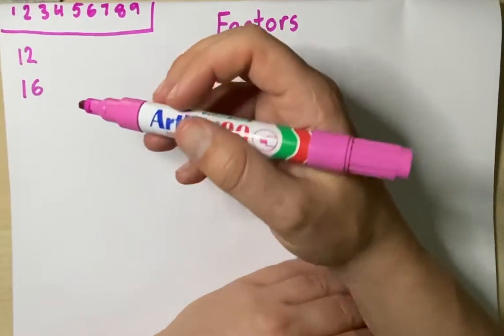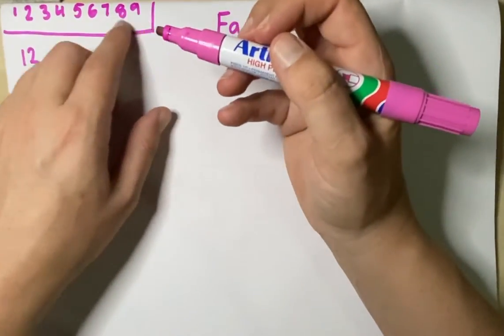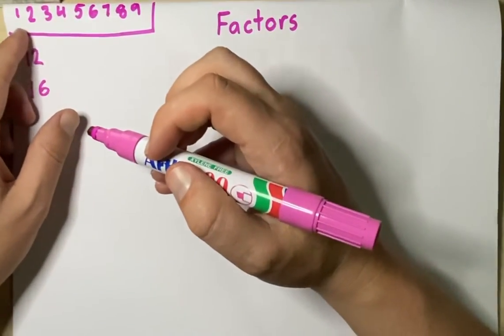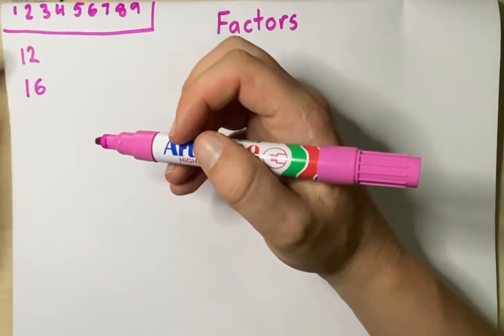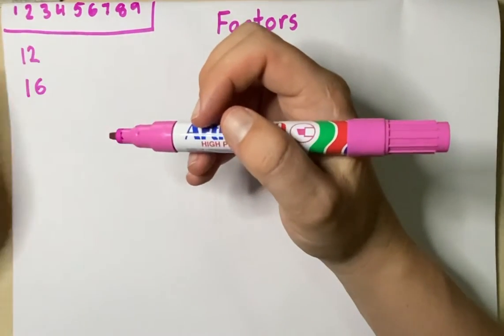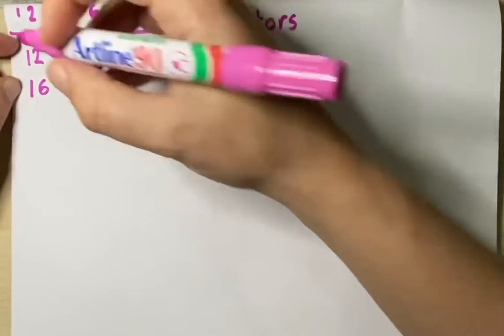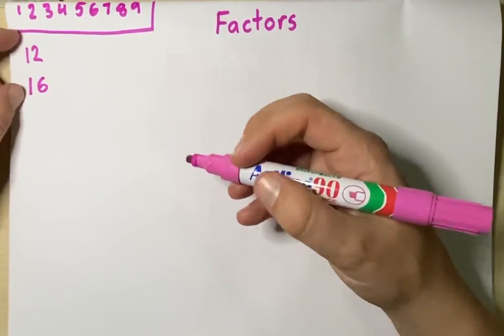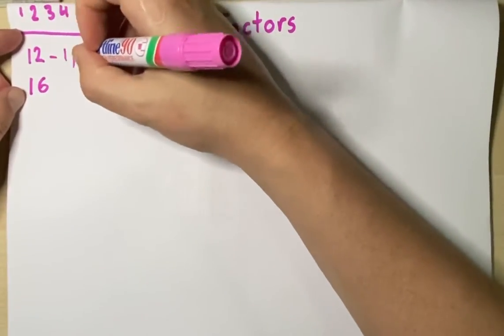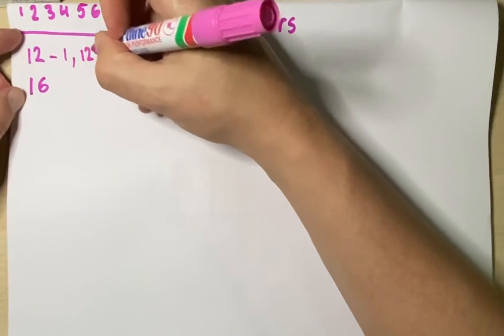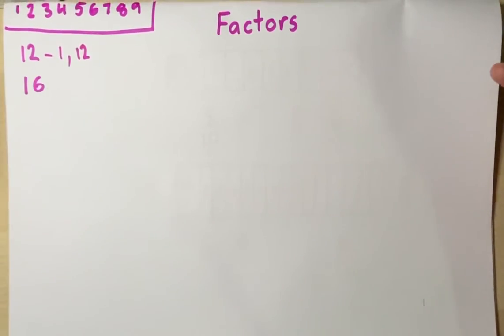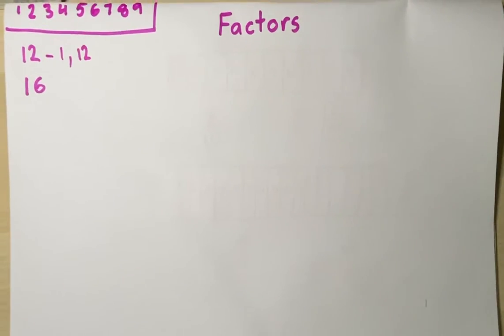So I've drawn up this little chart above here, which is always a great strategy to use when you have to find out the factors of a number, because you can go through and test each digit. So 12, 1 times 12 is 12. So 1 and 12 are factors of 12. And every number is going to be a factor of itself, and 1 is always going to be a factor.